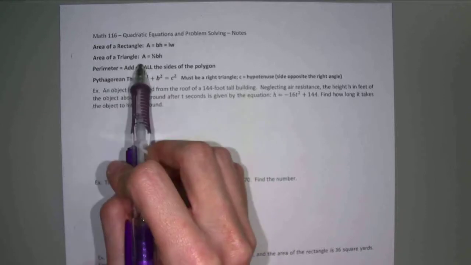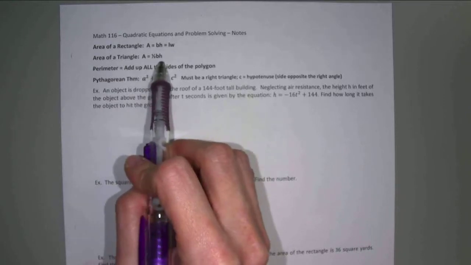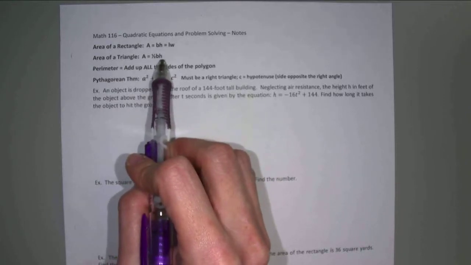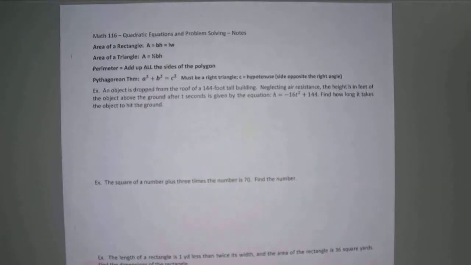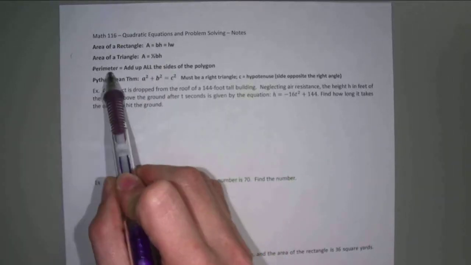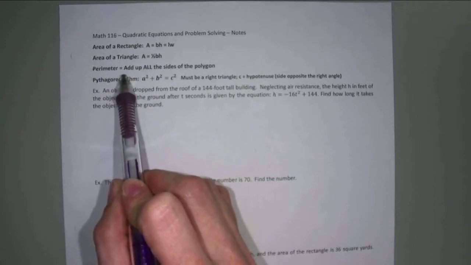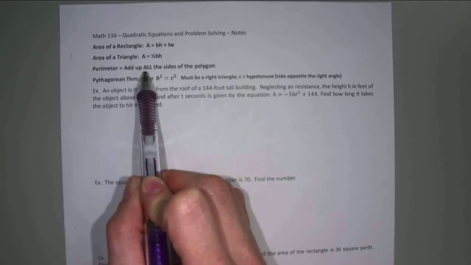The area of a triangle is 1/2 base times height. We're going to do it on here, and we're probably going to have one on our worksheet, but that's not as common, so you probably wouldn't see that on a quiz. The perimeter of any shape is just add up all the sides. No matter what shape it is, just add up all the sides.